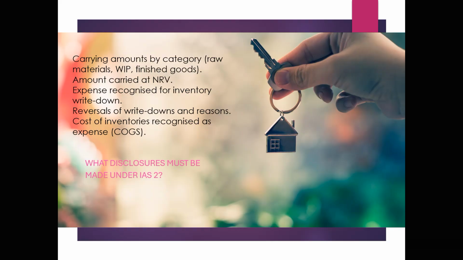So the things we should disclose should be carrying amounts by category: raw material, work in progress, or finished goods. We need to disclose it. A proper inventory would have raw material, WIP, finished goods. Then the amount carried at NRV, the net realizable value, which is subsequent recognition. Expense recognized for inventory write down will be in the P&L at the last page of the account at the back. Then reversal of write downs and reasons. Cost of inventories recognized as expense in cost of goods sold. And that's the disclosure you need to do in the account.